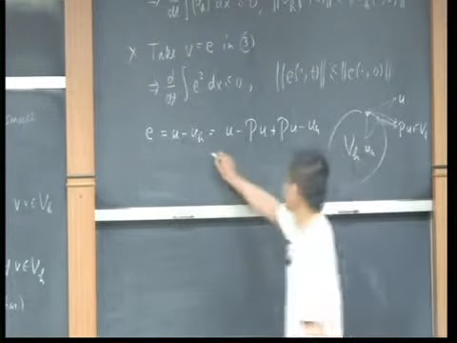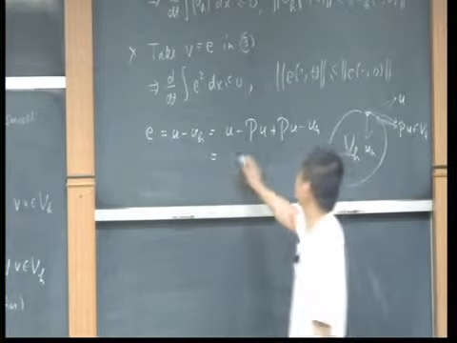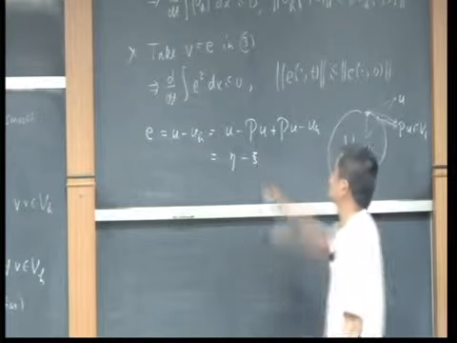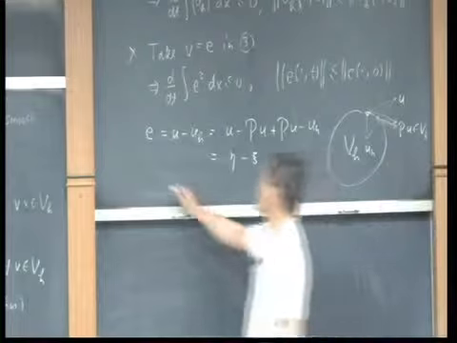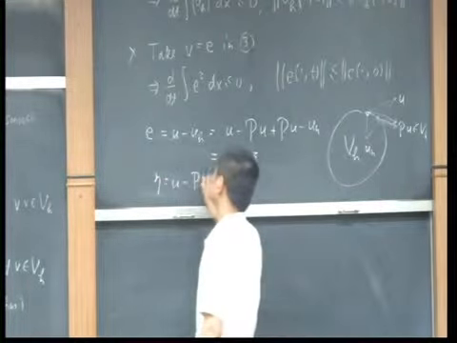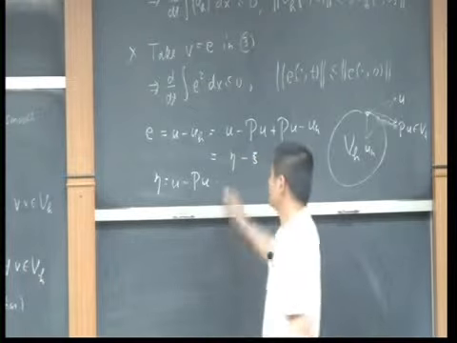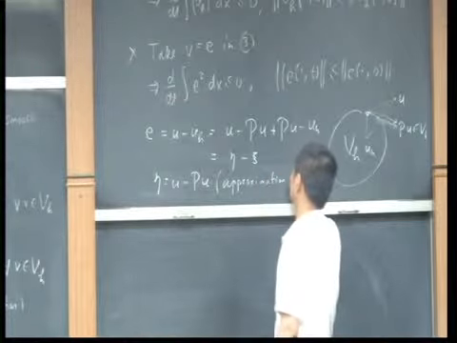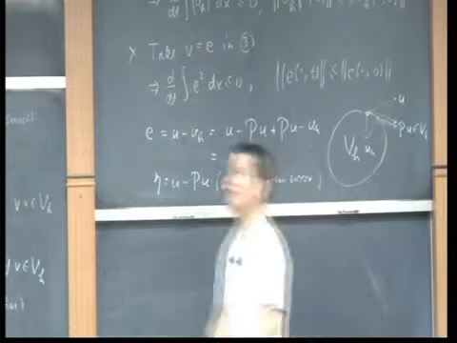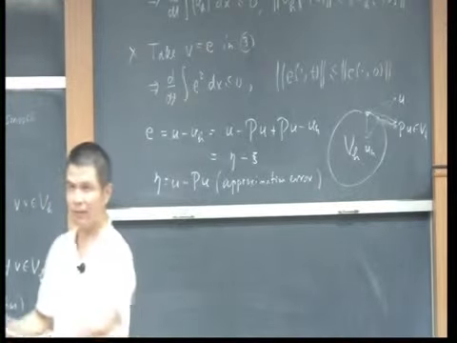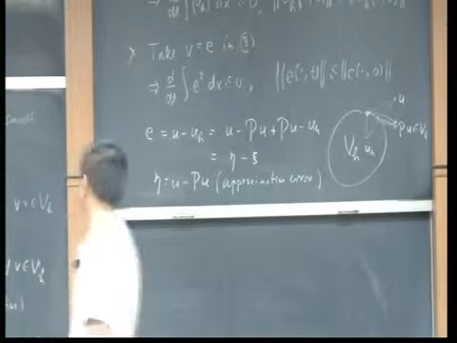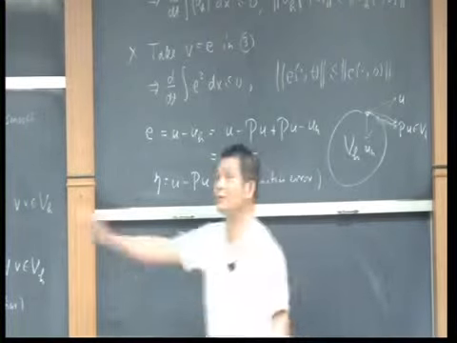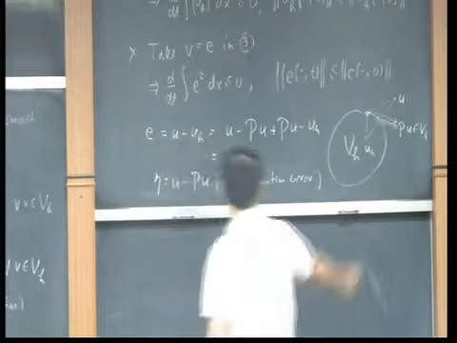I can call this to be whatever, you can give it any notation you want. For example, I can call it eta minus xi. So eta here is u minus Pu, which is the so-called approximation error. For example, I can take this P to be the regular L2 projection. I will explain to you later what the L2 projection is. Or another projection. The idea is that this part of the error has nothing to do with your DG scheme. It only relates to the space Vh.